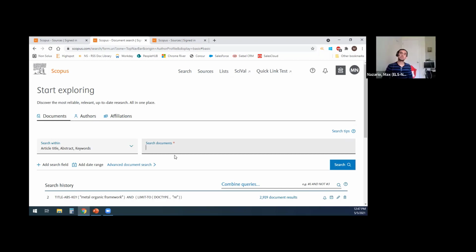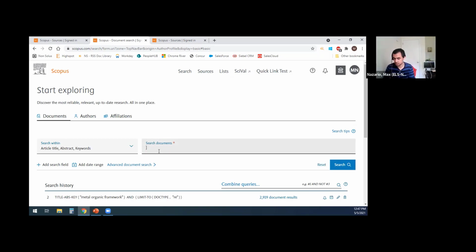Right. So the main ways that Scopus uses punctuation would be the quotation marks, which is basically telling Scopus, I want to search for this entire phrase exactly as I'm typing it. You also can search.